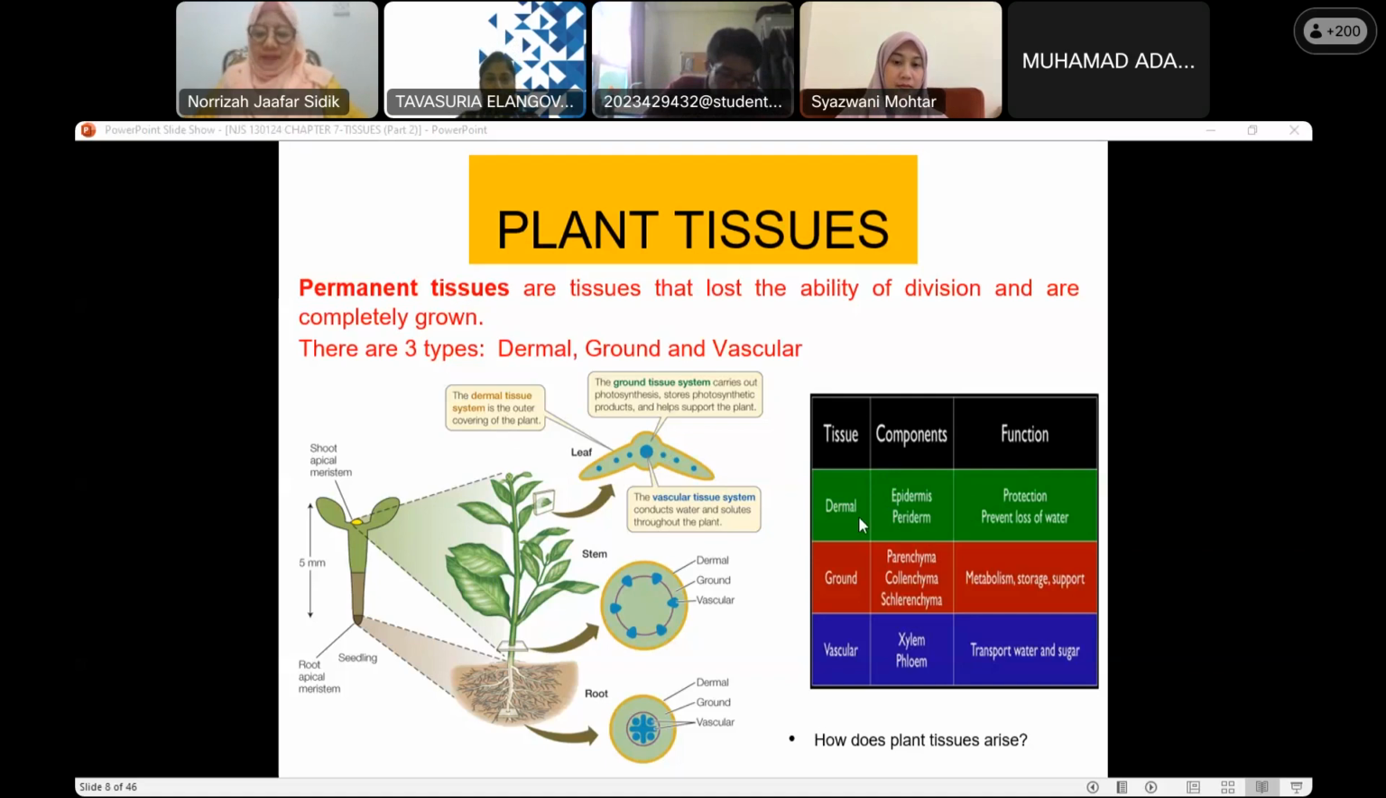The components here: the dermal gives rise to the epidermis and also periderm. Ground gives rise to the parenchyma, collenchyma, and sclerenchyma, and vascular gives rise to the xylem and phloem. So I will discuss in detail about the dermal, ground, and the vascular. These dermal, ground, and vascular are permanent tissues.